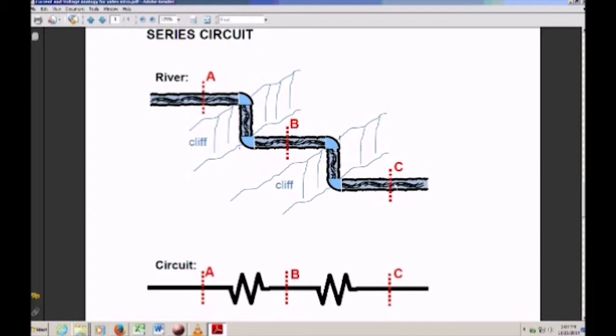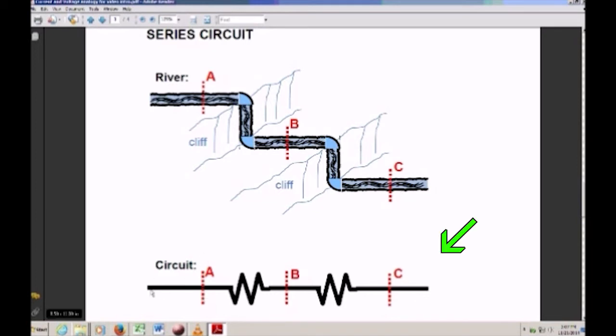So think about the current in the river here. How does that compare to the current up here? And the answer should be that, of course, it's exactly the same. There's nowhere that the water could escape to. It's only got one path. So all the current here should be exactly the same as the current you measure here, should be exactly the same as the current you measure here.